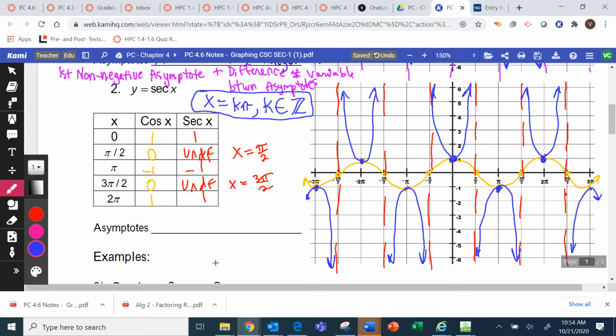And just like the sine and the cosine graphs look a lot alike, the secant and the cosecant graphs look a lot alike, but they're not exactly the same because they're not in the same place. For the asymptotes, we need to pick the smallest non-negative asymptote. Luke, where is that? Pi over 2.